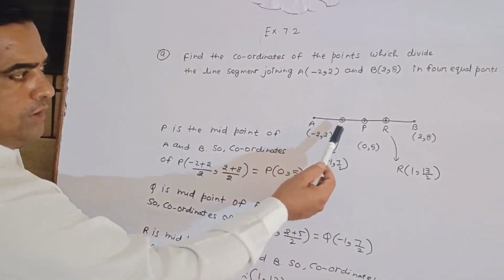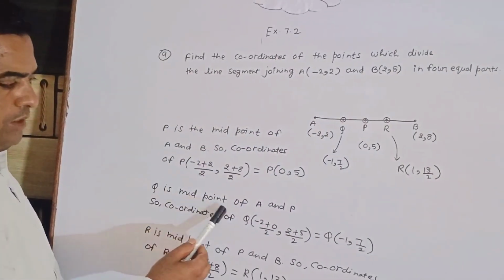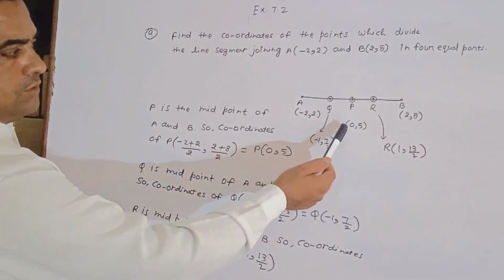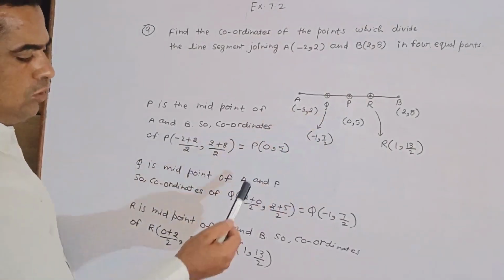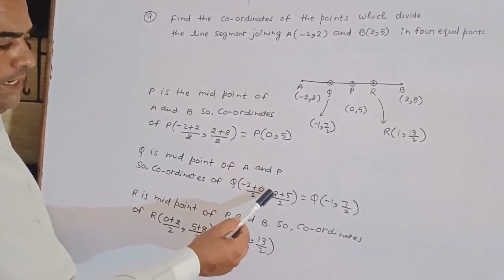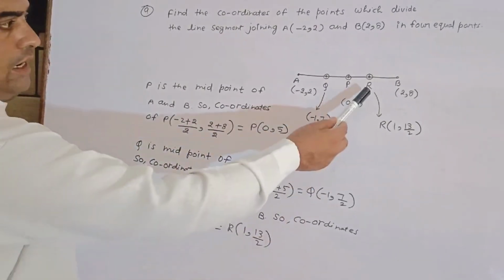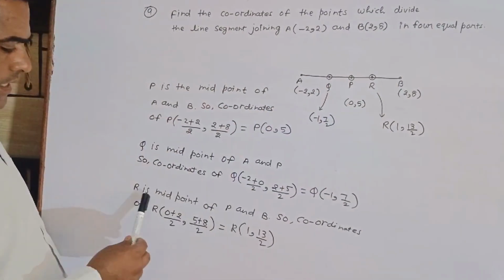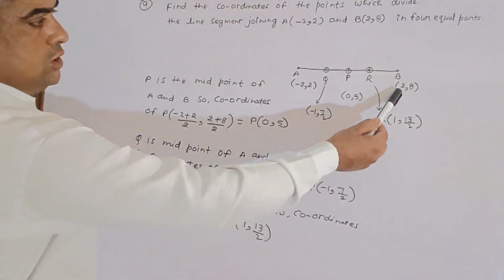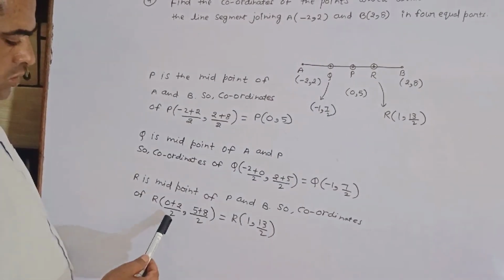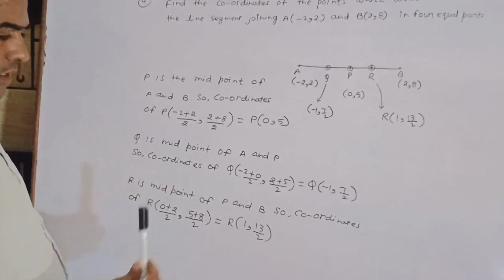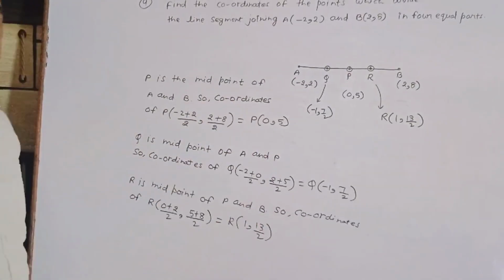Now Q is the midpoint of A and P. So coordinates of Q, we will add first and divide by 2: minus 2 plus 0 upon 2, comma 2 plus 5 upon 2. This will be minus 1 comma 7 by 2. Similarly, R is the midpoint of P and B. So coordinates of R: 0 plus 2 upon 2 and 5 plus 8 upon 2. So R will be 1 comma 13 upon 2. So these are the points.